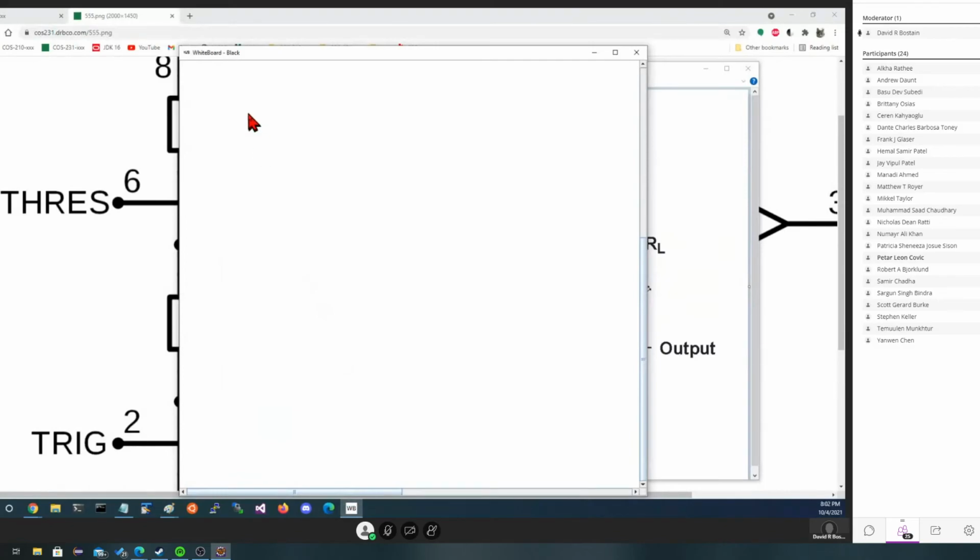Now, the main thing we're going to do with this is we want to be able to generate a square wave, so we can use it as a clock in our sequential circuits that we're going to start studying next time. Now, the amount of time from a falling edge to a falling edge, or from a rising edge to a rising edge, is called the period.